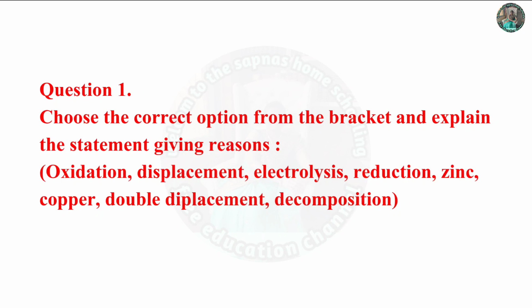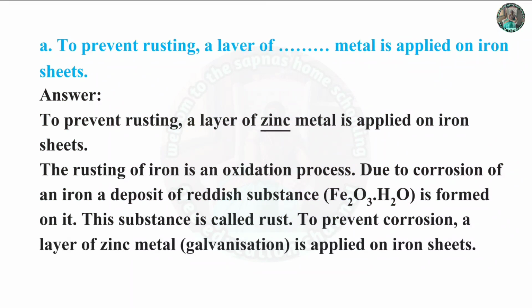Question first, choose the correct option from the bracket and explain the statement giving reasons. A. To prevent rusting, a layer of dash dash metal is applied on iron sheets. Answer. To prevent rusting, a layer of zinc metal is applied on iron sheets.